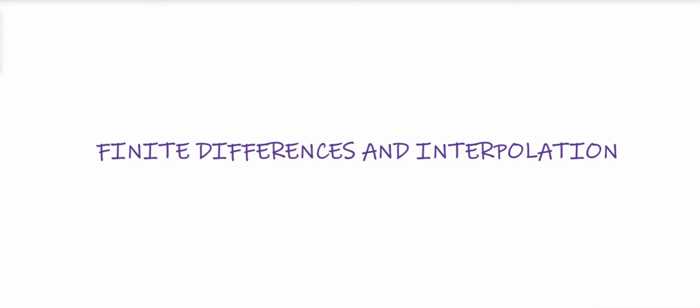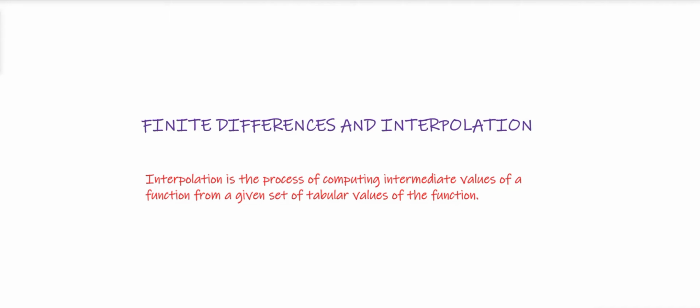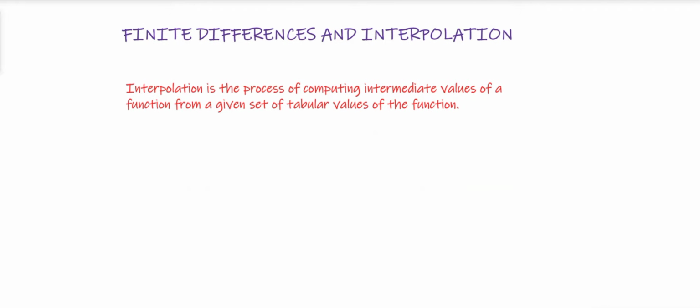Finite differences and interpolation. Today we will solve the examples based on the Newton's forward interpolation formula. Before we get started, we'll understand what is interpolation. Interpolation is the process of computing intermediate values of a function from a given set of tabular values of the function. What does this mean?